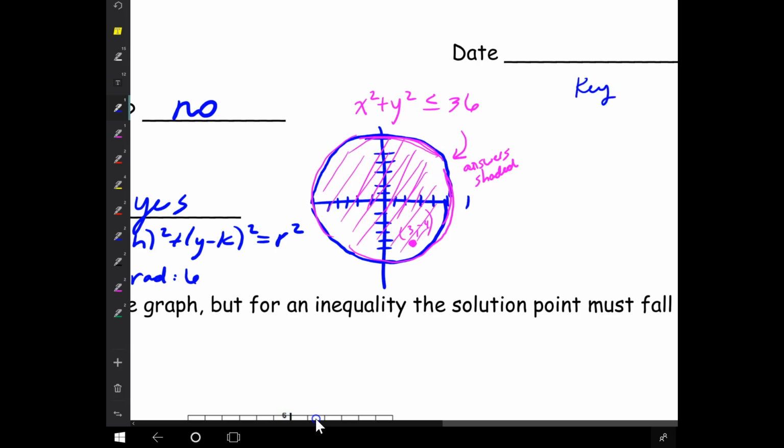If you have a less than or greater than symbol, then you're going to have a dashed boundary line, and we'll look at what that looks like in a moment. But it's going to be a dashed boundary line. If you have a less than or equal to or greater than or equal to, how do you think that will change? There'll be a solid boundary line.